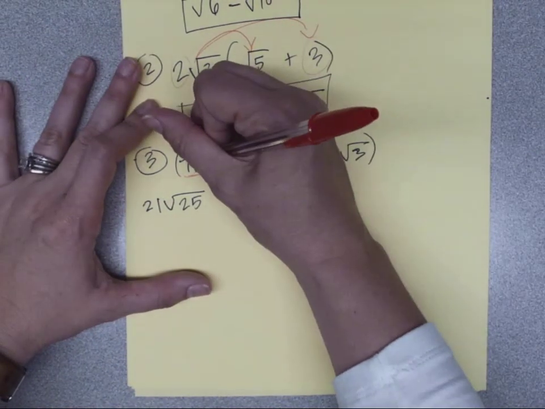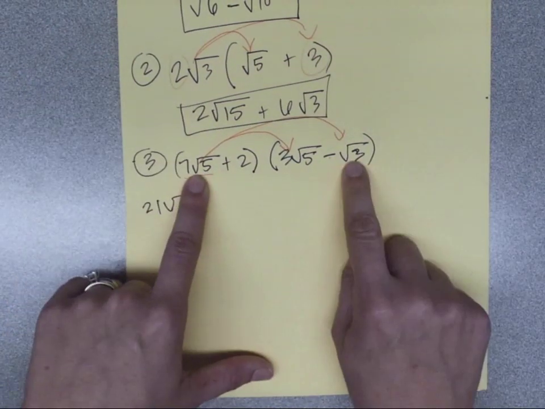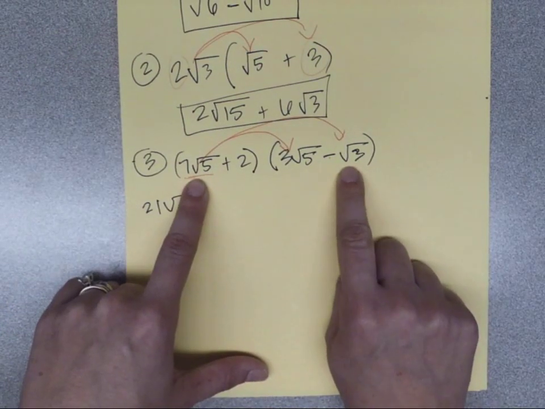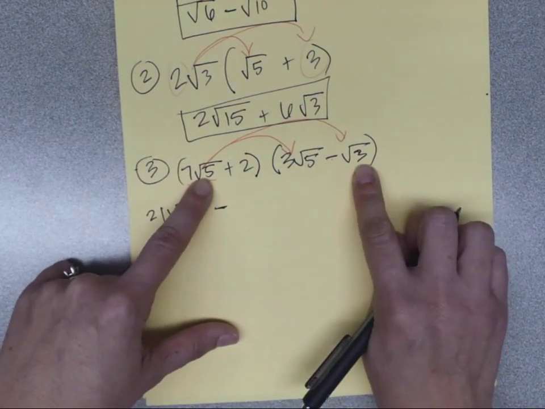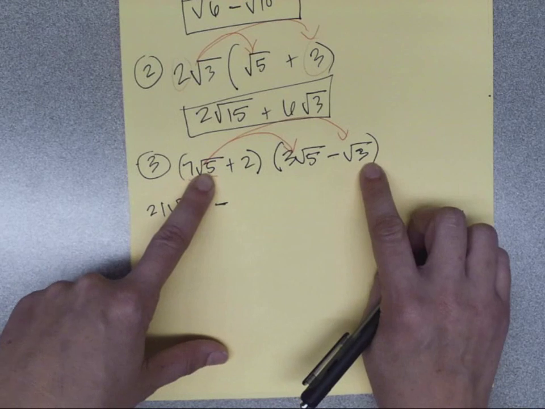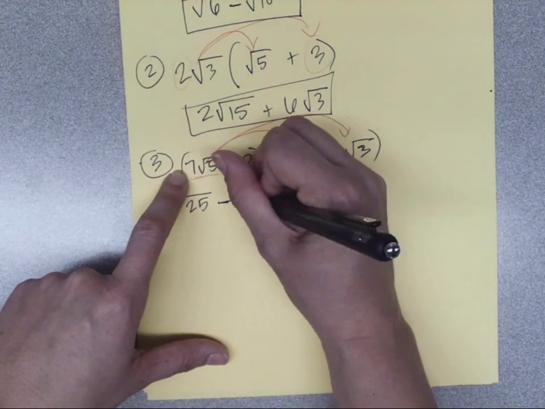Okay, now my outside numbers. 7 square roots of 5 times negative square root of 3. It's going to be minus. 5 and 3 are both inside numbers, so it's going to be the square root of 15 on the inside, 7 on the outside.